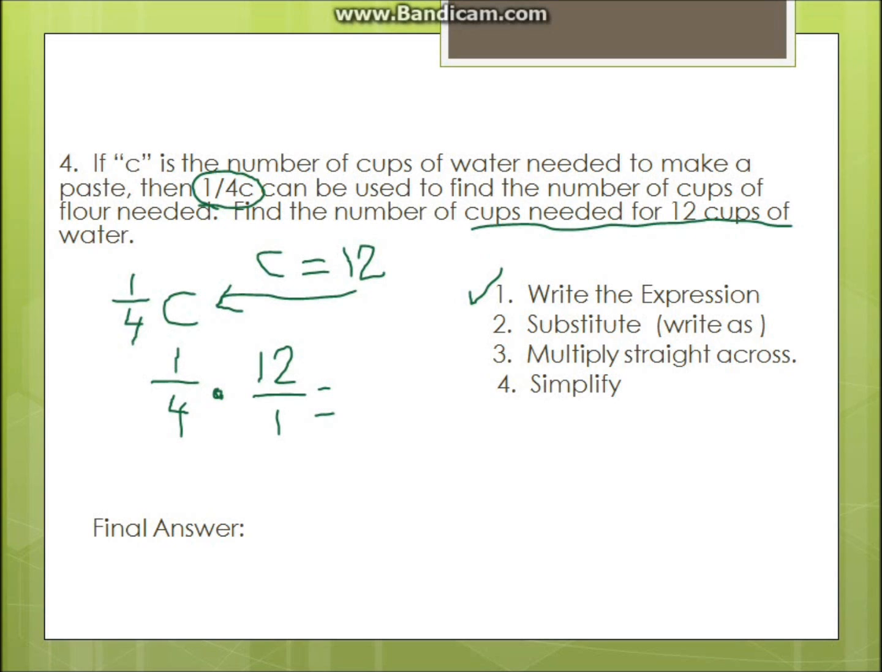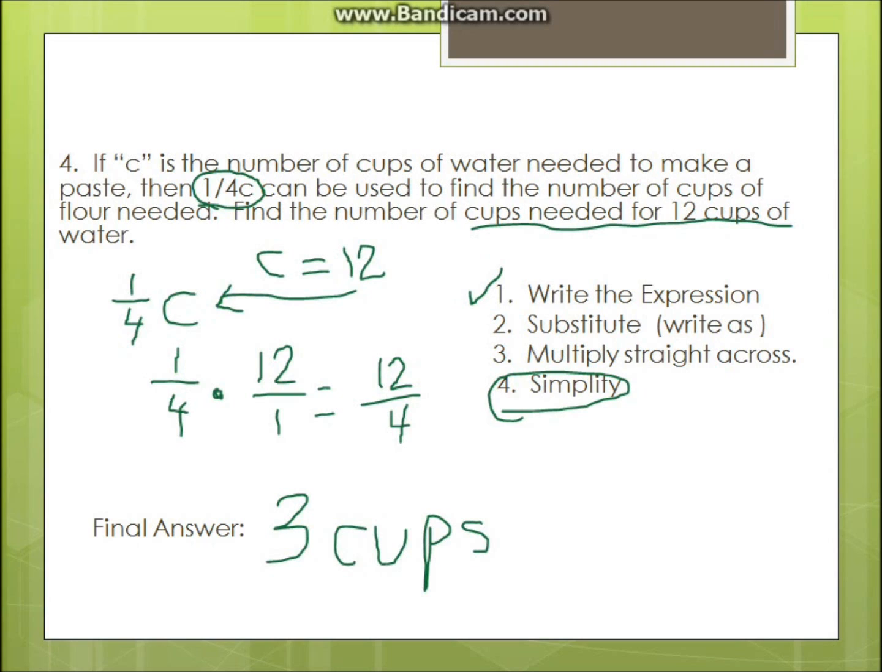Now, multiply straight across because that's how we solve with fractions. So 1 times 12 is 12. And then 4 times 1 is 4. So what we have is 12/4. Well, we need to simplify that. We always need to simplify our answers. How many times does 4 go into 12? So our final answer will be 3. And we always want to write what we're talking about. So 3 cups. And there we go. We've got our answer.